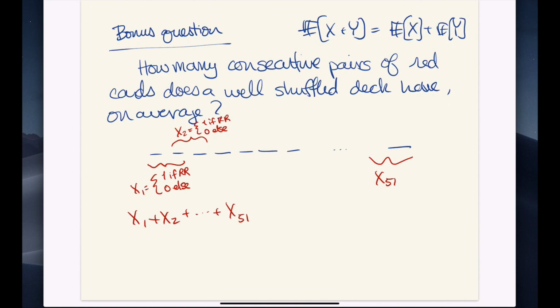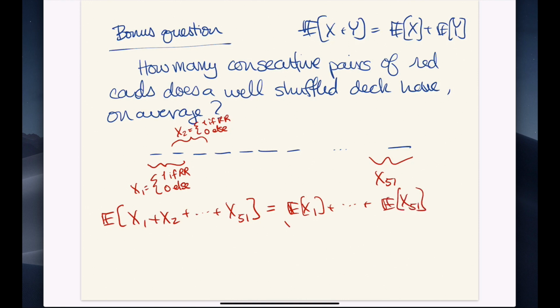If you know that x1 is 1, then that's telling you x2 is more likely to be 1 than if you didn't know that, because you know it's already got an r in this position. And we're being asked to find the average value of this random variable. In other words, its expectation. And we learned that expectation distributes across addition. So we can write this as the sum of the expectation of x1 and so on up to the expectation of x51.